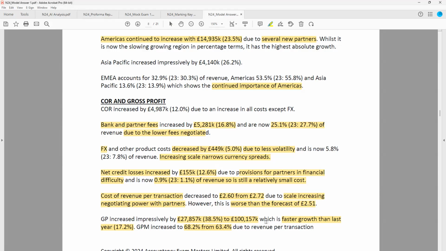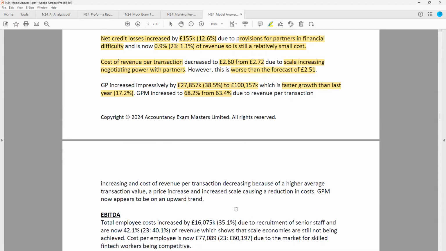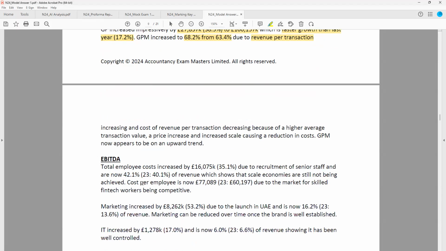Why is the gross profit margin increasing? Well, put simply, revenue is increasing faster than cost. And you can, on a per transaction basis, revenue per transaction increasing, cost of revenue decreasing. So of course, they're making more gross profit on each transaction.